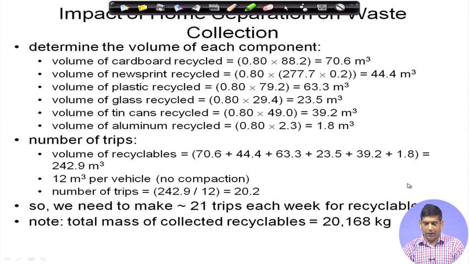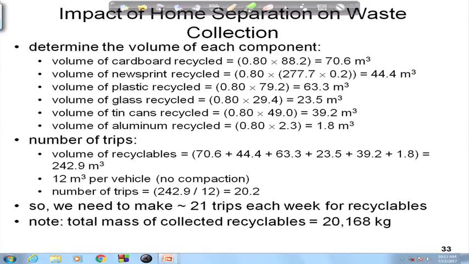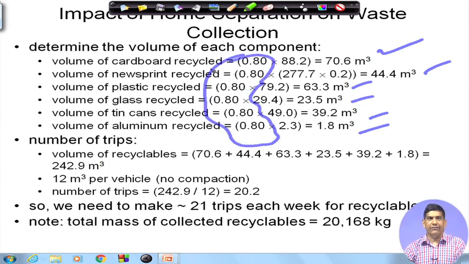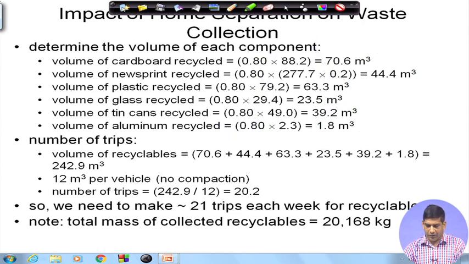If you look at the volume of cardboard, volume of newsprint, volume of plastics, based on the data given to us that 80% gets recycled, we know the individual volume from the previous slide, so we can calculate the volume of each one of these. Again, I encourage you to do all this math by yourself once to check. It's all pretty straightforward because 80% recycling was given to us. This data came from the previous table, and we use that to get the volume of each of these components.